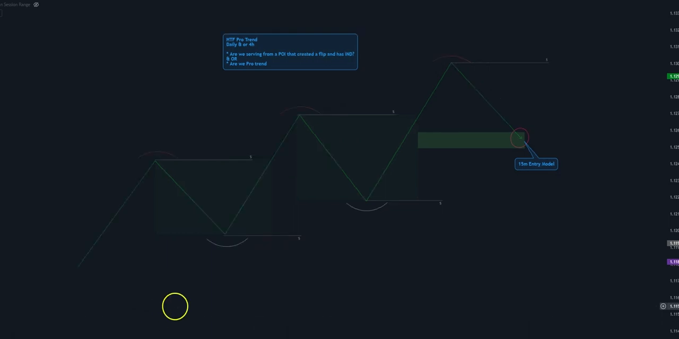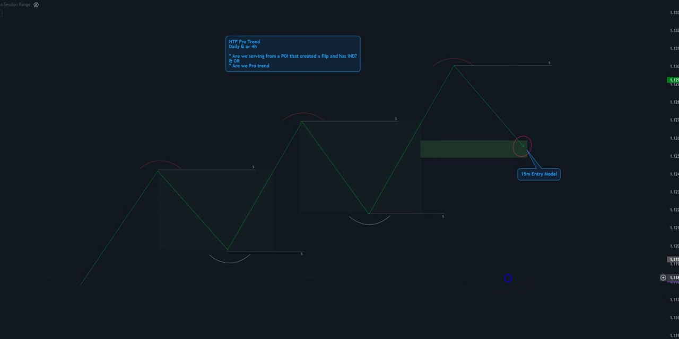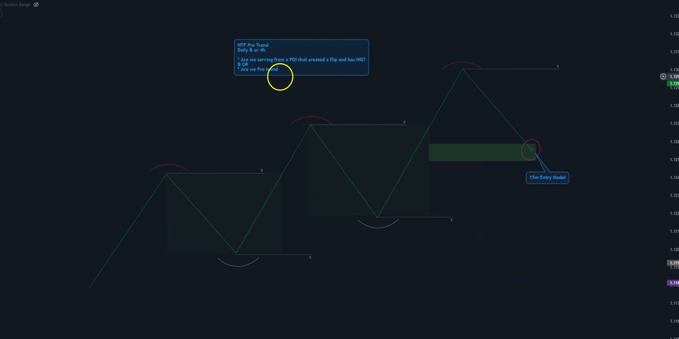Okay, so let's have a look at our entry criteria in picture perfect format. We're going to start off with demand, so we're looking for buys, and on the higher time frame, pro trend. So when you see me ticking the boxes, are we pro trend? This is kind of what I have in my mind, what we're seeing. We want to be seeing higher high, higher low, higher high, higher low, higher high.